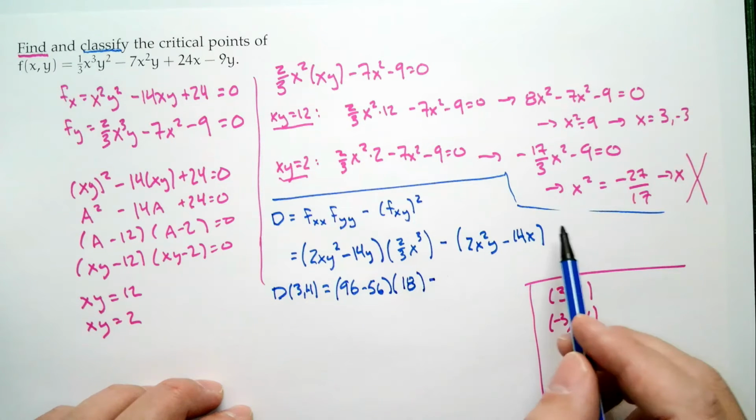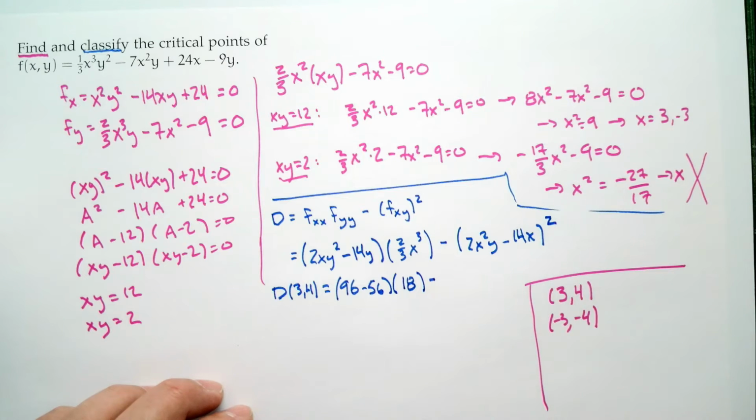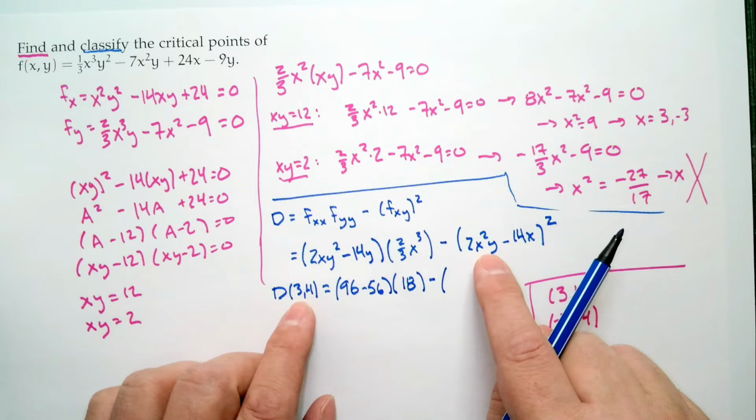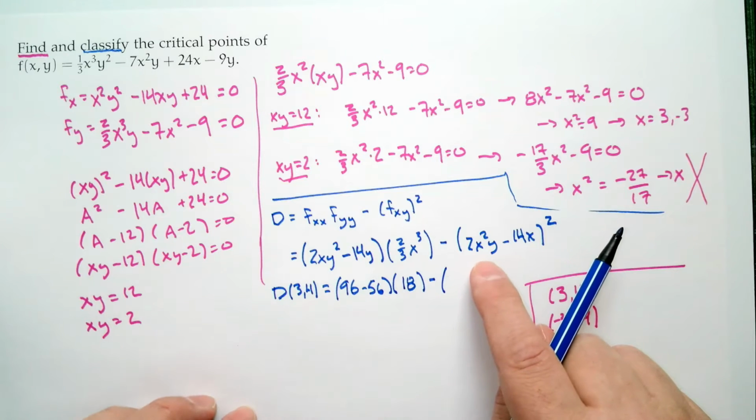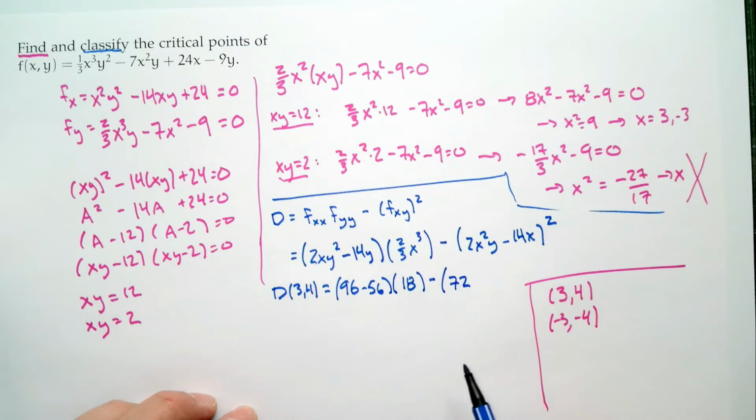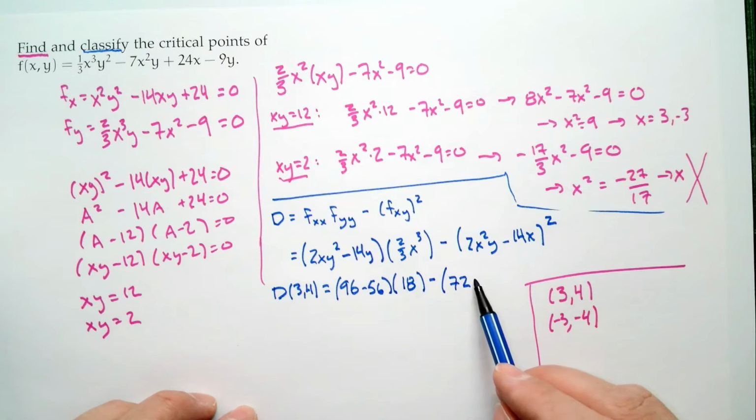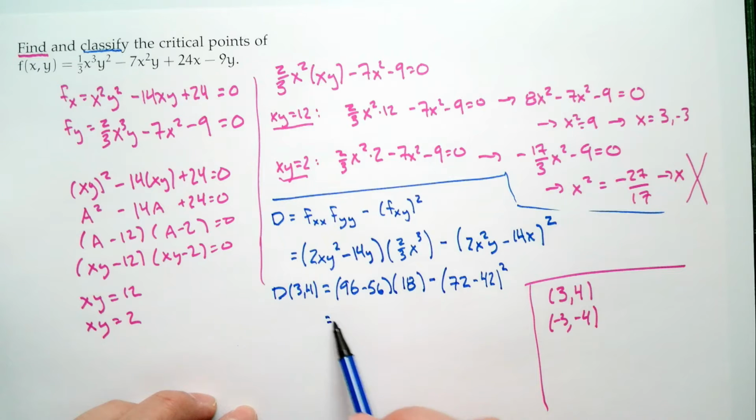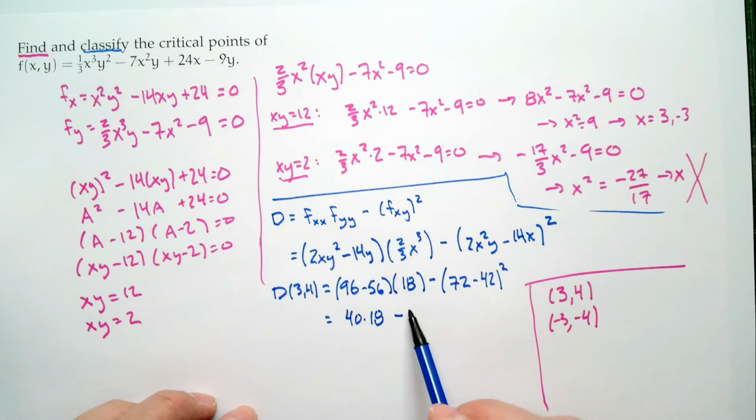Now we're going to subtract. Oops, I forgot my square. Ha ha ha. Don't forget the square. That's important. Subtract. Okay. 2 times 9 times 4. And 2 times 9 is 18, times 4, 72. Minus 14 times 3, 42 squared. So what do you get? You get 40 times 18, subtract 30 quantity squared.